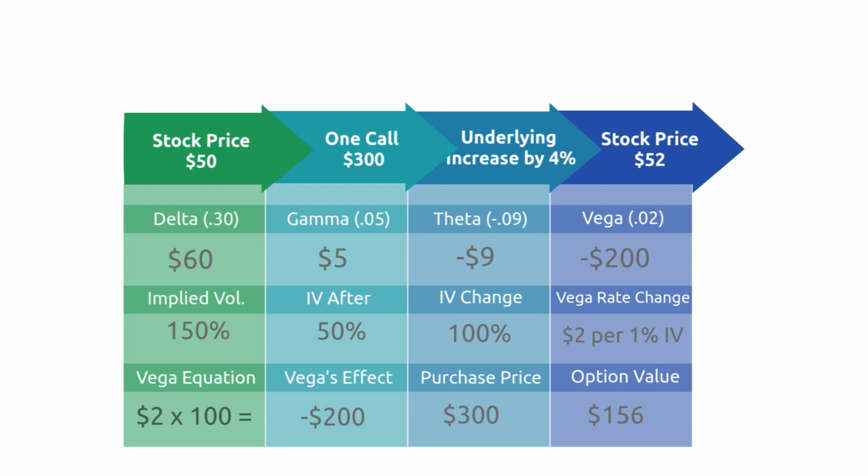Well, notice the vega was 0.02. This means every 1% change in implied volatility, the option price will increase or decrease by $2. Since the implied volatility went down, the option is losing $2 per percentage point of decrease in implied volatility. The implied volatility went from 150% to 50%. This means that it decreased 100 percentage points, which ultimately means the option decreased by $2 times 100, which equals $200. So Mr. Option Buyer is now left with his call valued at $156. He purchased it for $300.